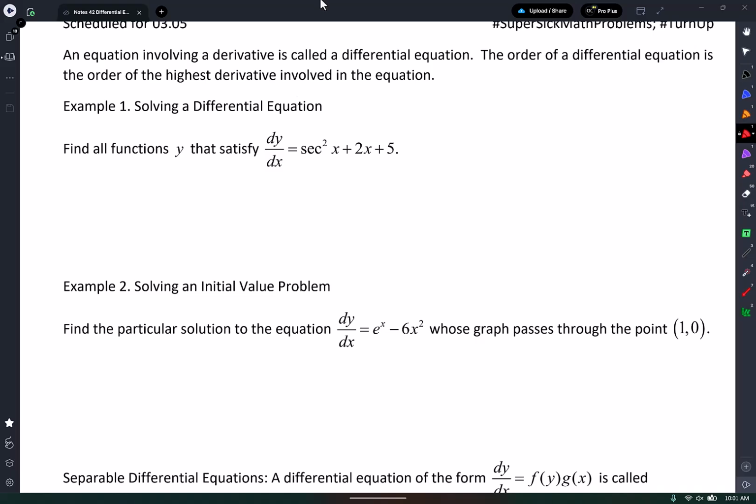You've already done a whole bunch of these. You don't even know it yet. Usually they're all with one variable. So it says find all functions y that satisfy dy dx equals secant squared x plus 2x plus 5. You've done this already. So pretty much what we're trying to say is, what's the antiderivative of this expression? What's the antiderivative of secant squared? So tan x. What's the antiderivative of 2x? X squared. What's the antiderivative of 5? 5x. And then I put plus c for some constant c, where c can be any constant.